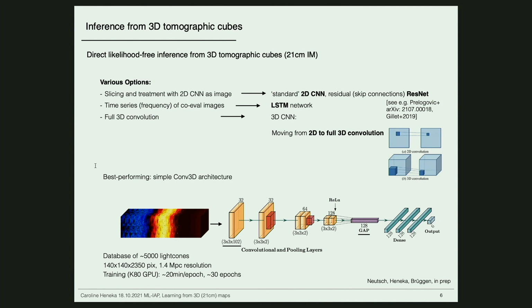The first trials that did this for 21 centimeter said, okay, we have this light cone down here, and we just slice it in a spatial and a frequency dimension, and we get these 2D slices. We feed this into our networks, and we can use standard off-the-shelf 2D networks for this. Basically, any network that looks at image recognition, as is done a lot by industry.